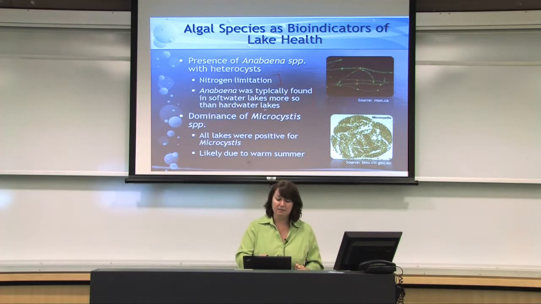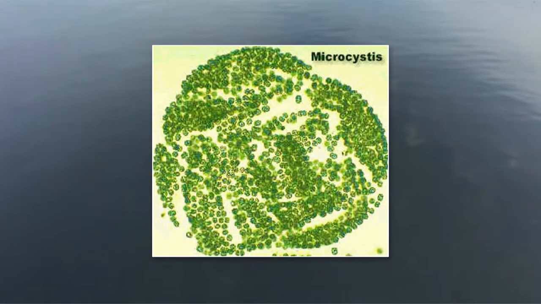Now Microcystis, which looks like this green blob here, is a bit of a concern because Microcystis is known to produce toxins. All lakes in our study were actually positive for Microcystis, at least based on taxonomic identification. So further tests would be required to determine if Microcystis was indeed a toxin producer. But we found that Microcystis was very dominant in all of the lakes, and this is probably related to the very hot summer we had in 2010. Microcystis is known for doing really well in warmer waters.